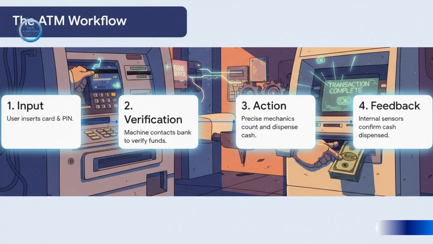The way an ATM works is a perfect case study in delegated control. You give it your input, sure, but then this complex control logic totally takes over. It creates a secure network connection to the bank servers to check your identity and your balance. Then it uses these precise mechanical parts to count and give you the cash.